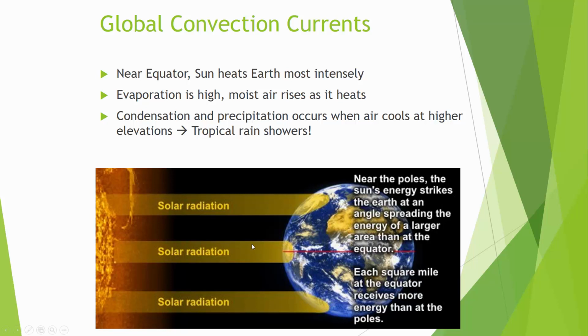As you travel up away from the equator, the radiation gets spread out over a larger surface area for the same amount of energy incident upon Earth, and so it's not hitting Earth with the same amount of energy per space, and so it's not heating it as much. So the equator is the spot that gets heated the most intensely, which causes evaporation to be high from these areas, and the air is rising off the surface of Earth. This is what causes tropical rain showers, and we will talk about that in future slides.